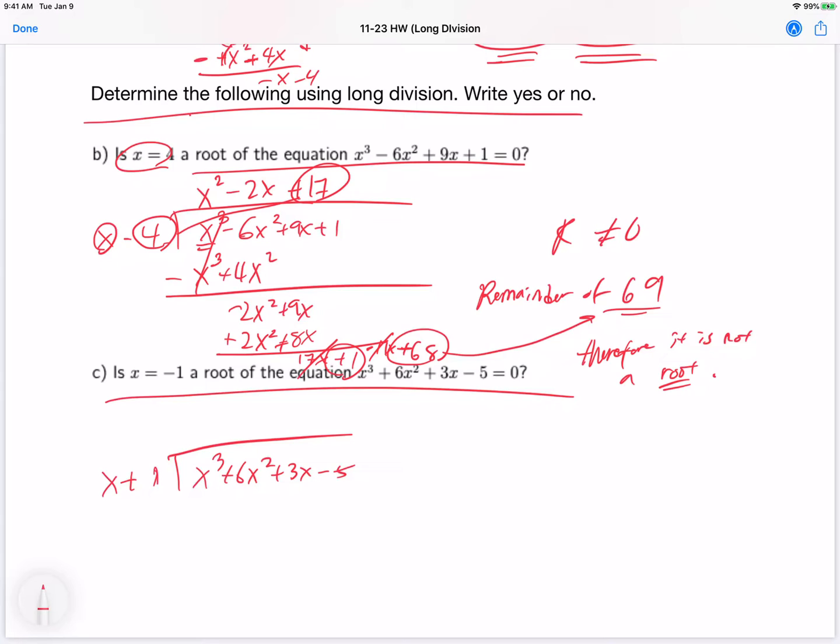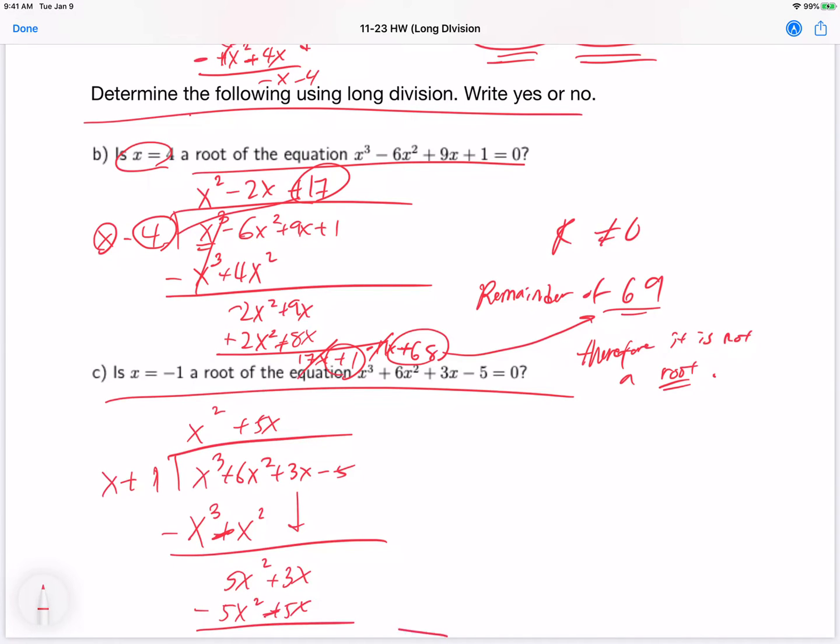And so what happens is that this becomes x squared, and this is x cubed here, and plus x squared. You would subtract these two, 5x squared, bring down the plus 3x, plus 5x, 5x squared, plus 5x. Subtract these two, and you get negative 2x, and bring down the minus 5 here. And so how many times can x fit in negative 2x? It's just minus 2 times.